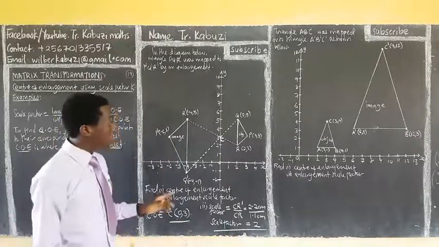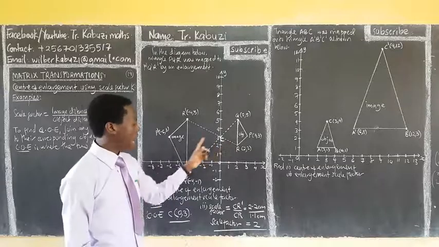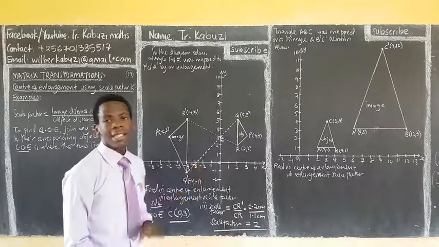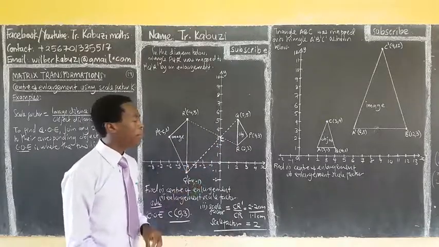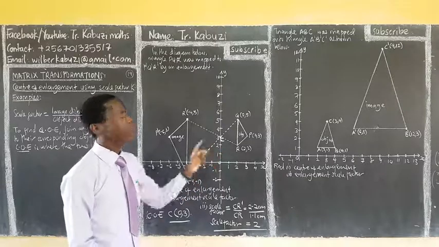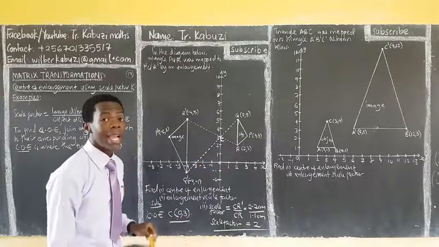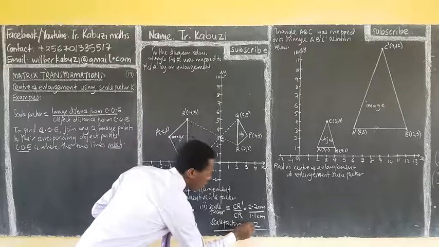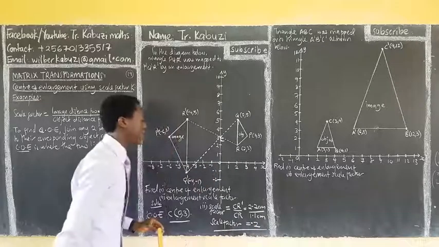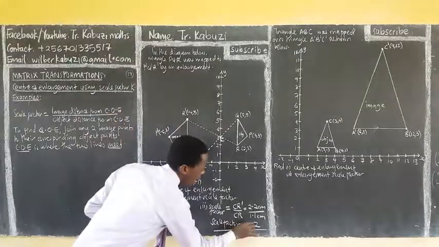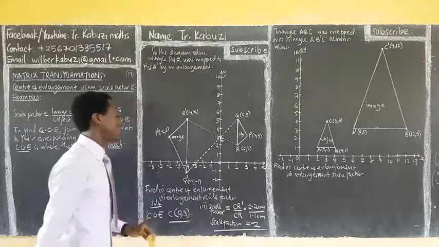Now, before we finish, you see that the object and the image are on opposite sides of the center of enlargement. If they are on opposite sides of the center of enlargement, we attach a negative sign to the scale factor, like that. So that's why I'm saying that it is negative.